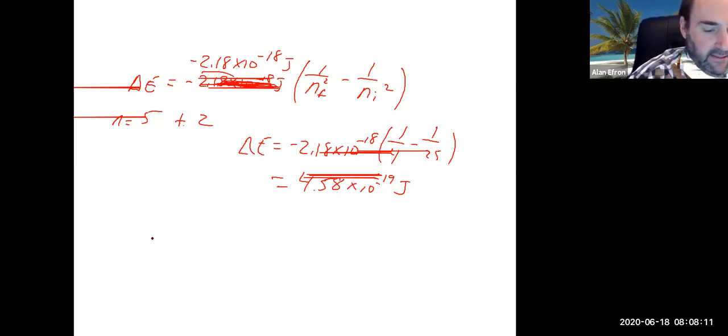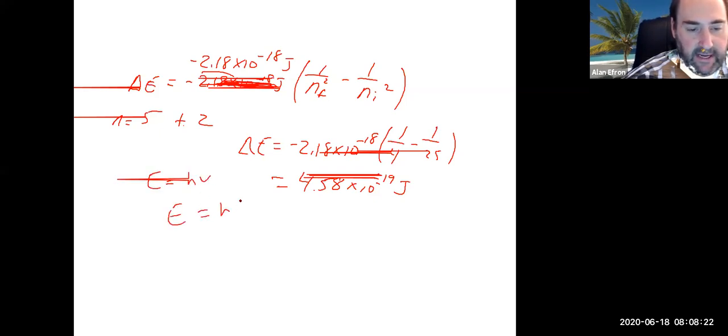And as we talked about last time, we can relate this equation to our other ones that we've seen before, which is E equals h times nu, E equals hc over the wavelength. And we could use it to calculate the wavelength as well.